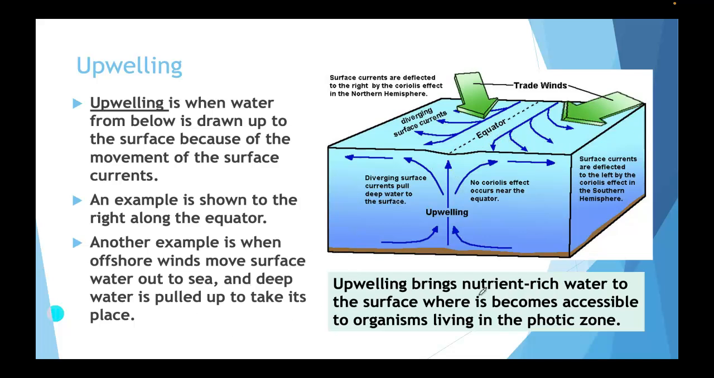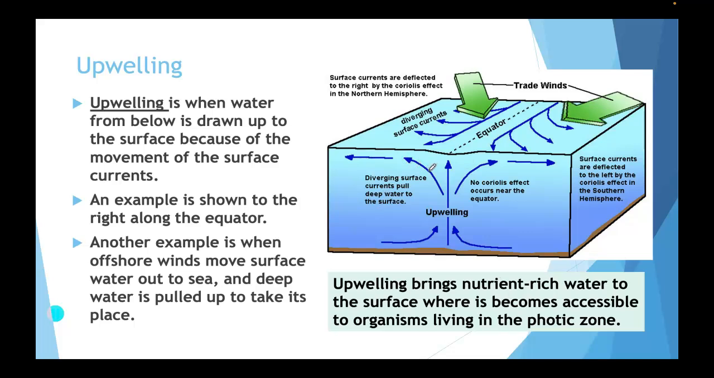And this upwelling brings nutrient-rich water to the surface where it becomes accessible to organisms living in the photic zone. So what does that mean? We have nutrients down at this bottom, and there aren't a lot of organisms that live down in this dark, cold water. Most organisms live up in what they call the photic zone, or the area where the light comes through the water. And so the upwelling brings these nutrients up for more organisms to have access to them.